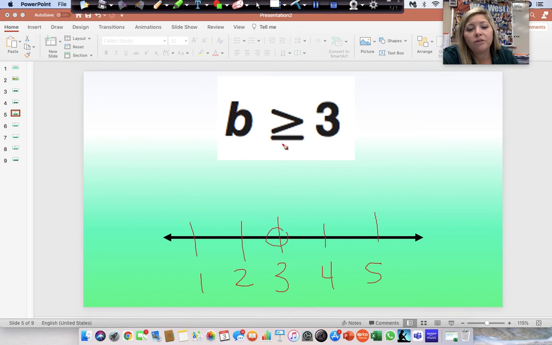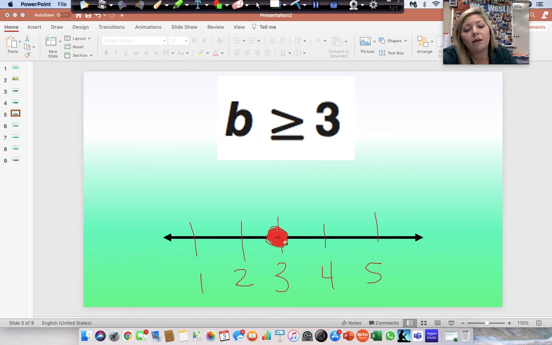This says greater than or equal to. Well, because this or equal to is here, that means I can include 3. Or equal to 3 means 3 can be an option for B. Okay? It says also that B is greater than or equal to 3.